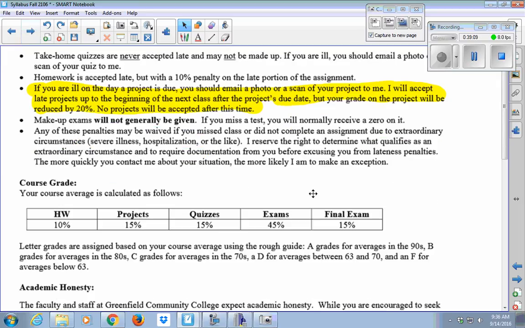If you are ill on the day a project is due, you should email it to me. You could take a picture with your camera and email it to me, or scan it and email it to me. If you have it done on time, it needs to be scanned and mailed to me by 8:40 on Friday. Unlike other Math 107 teachers, I will accept a late project. I will accept it one class period late, which would be Monday, but it will have a 20% decrease. Out of 60 points, you would start with 48.